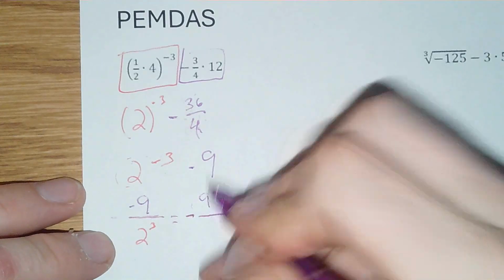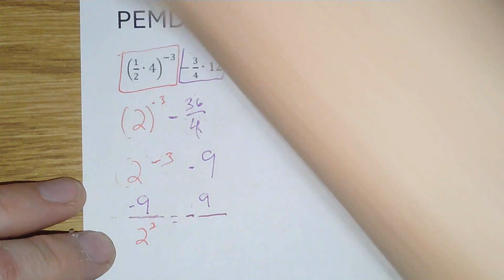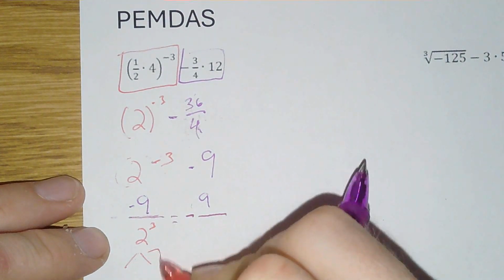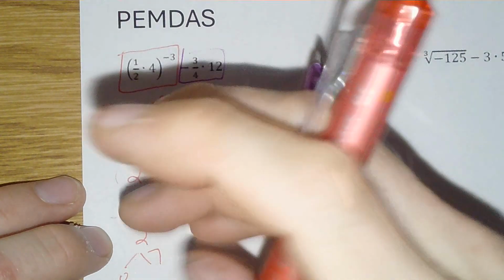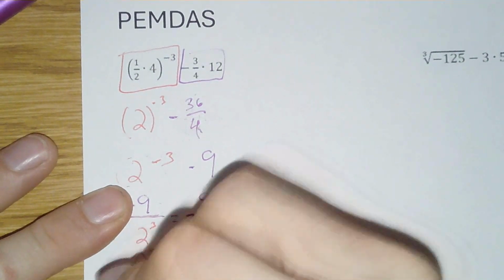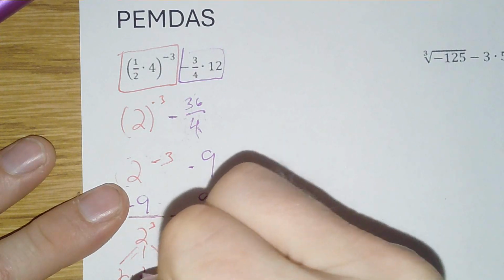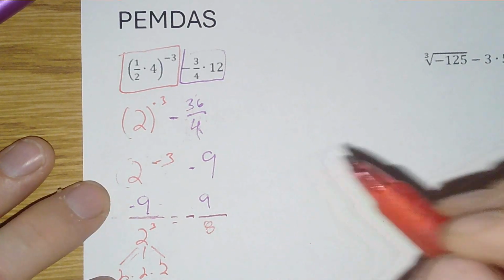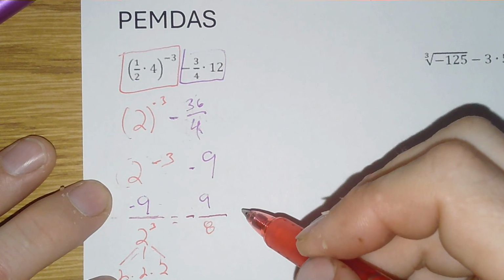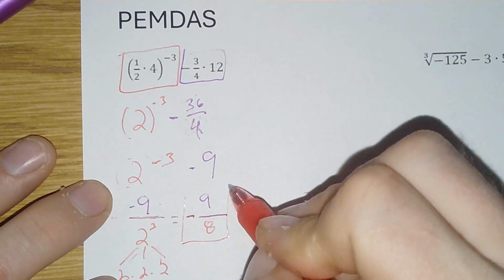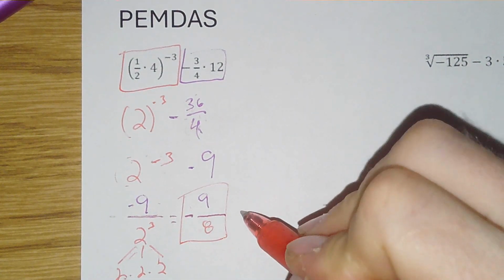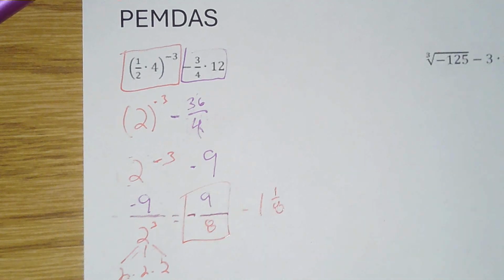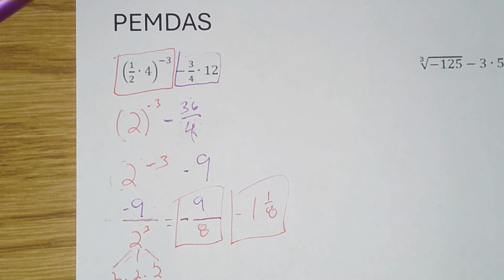It's 9, it stays 9, and then 2 to the 3rd is 2 times 2 times 2, which is 4 times 2, which is 8. So this is -9/8, or -1 1/8. I'm good with -9/8. Or if you like -1 1/8, that's good too. Okay, so that's how you do that one.